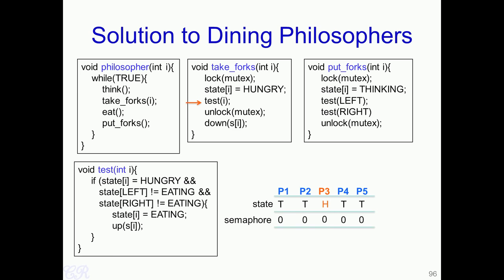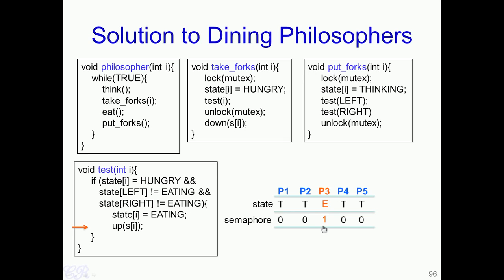Then the function test is invoked and this condition is checked. Essentially the state of philosopher 3 is hungry. So, this condition is true. Then the state of the left philosopher is not eating because P2 is in the thinking state, as well as the right philosopher is not eating because P4 is also in the thinking state. So, as a result this condition goes to true and the state for philosopher 3 is set to eating. Then the corresponding semaphore is incremented from 0 to 1.